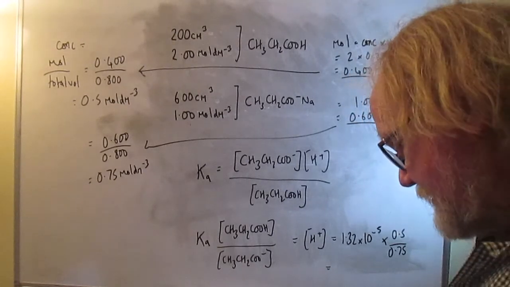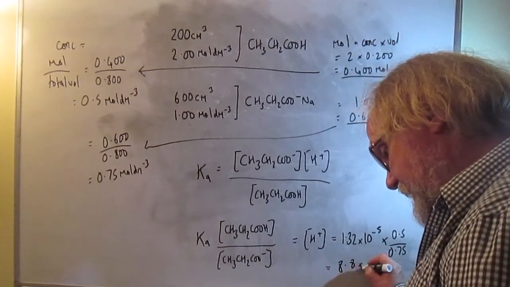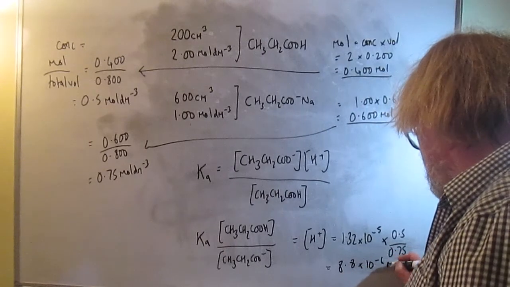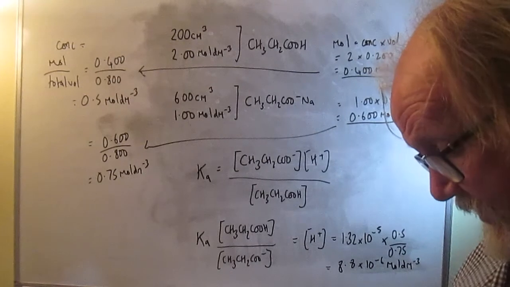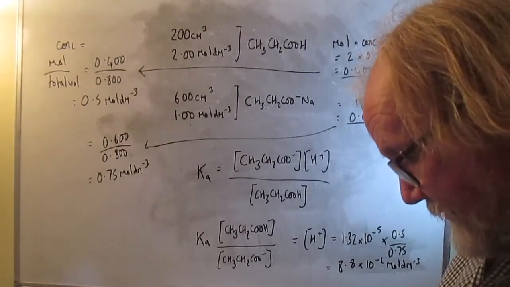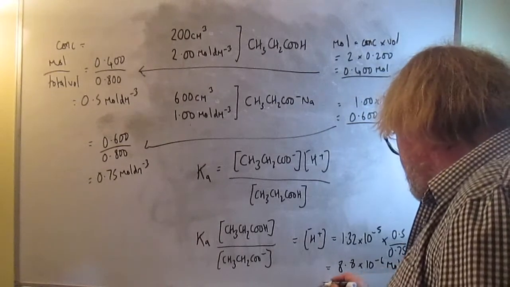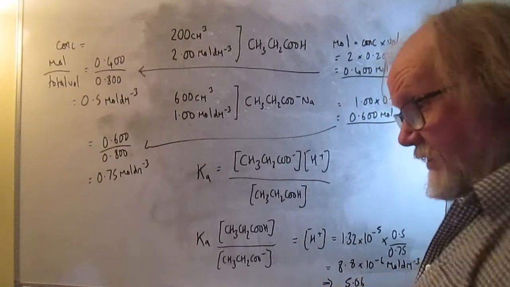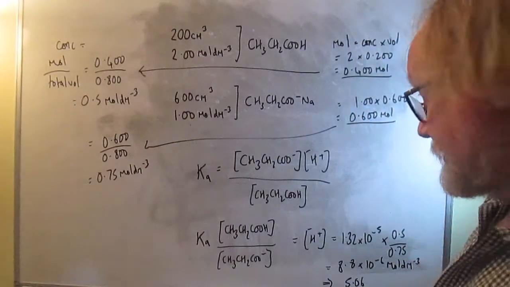Okay, which comes to 8.8 times 10 to the minus 6 moles per dm cubed. And if we just take minus log of the answer, that comes to pH 5.06 is the number you get, which is answer C. So that's the correct answer.